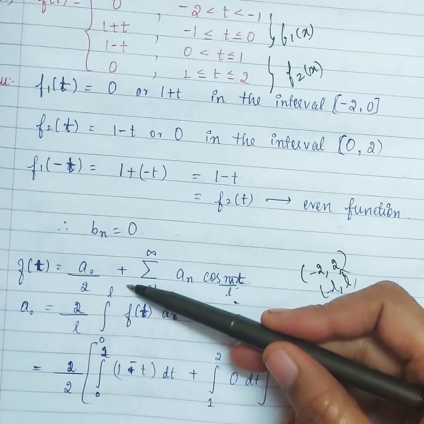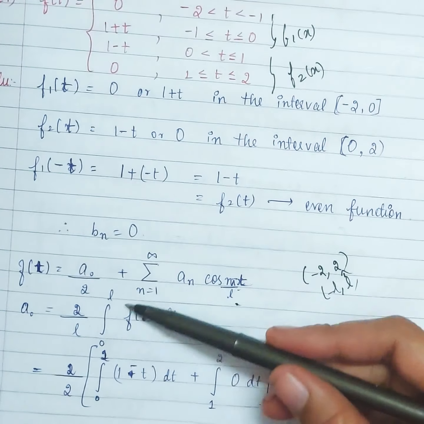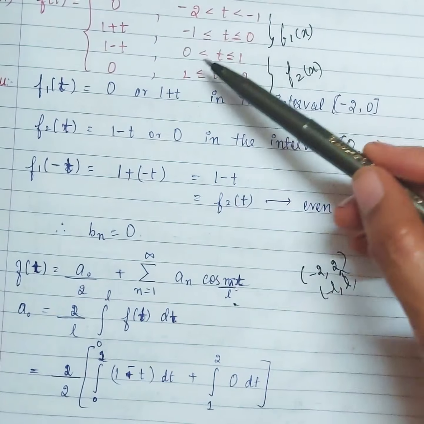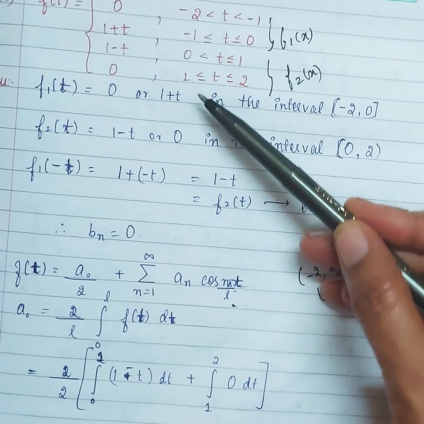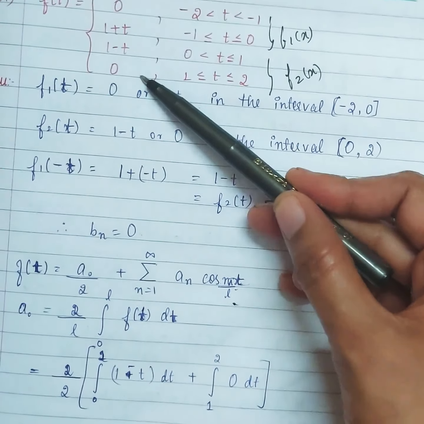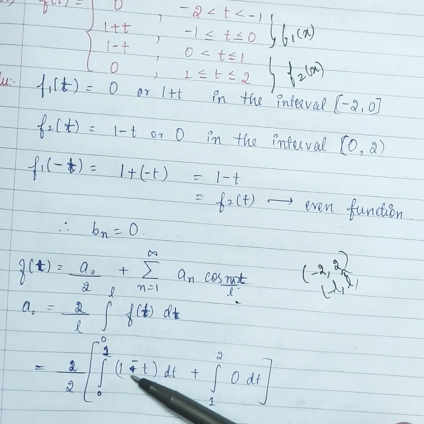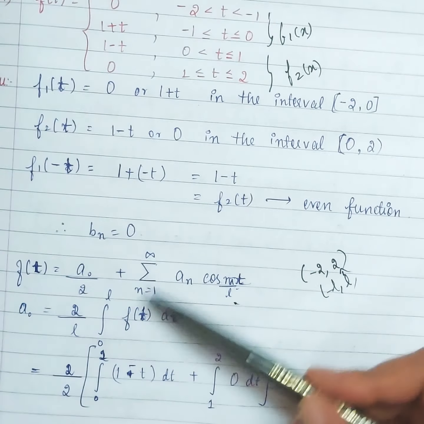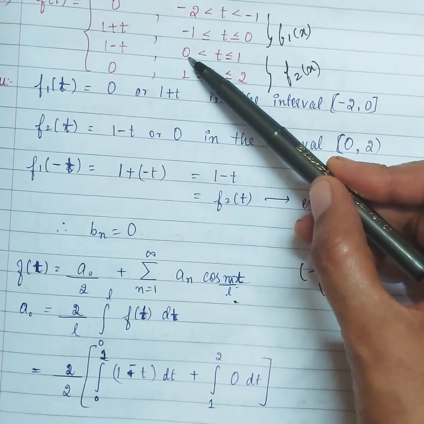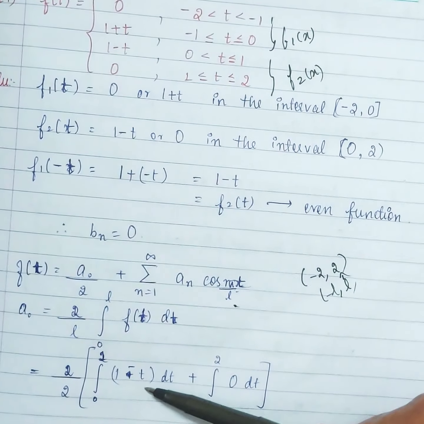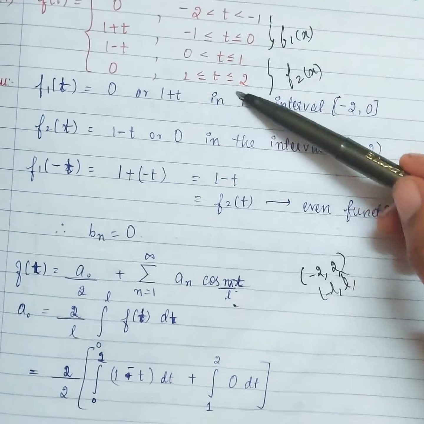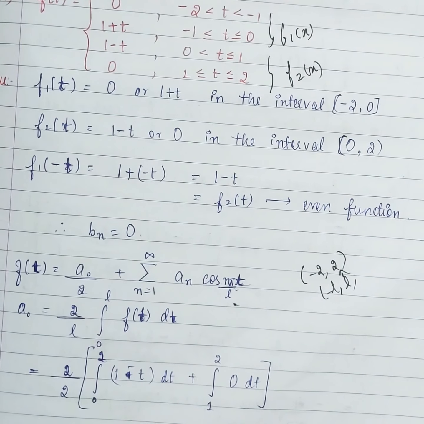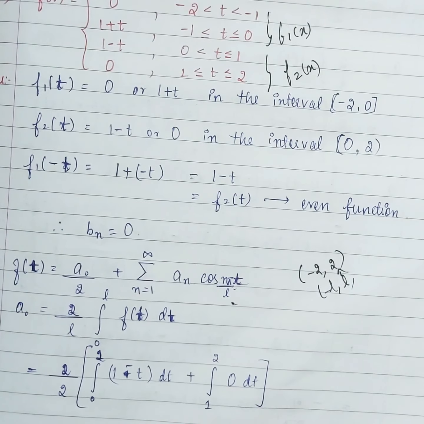So from 0 to 2 the function has a split, right? From 0 to 1 it is 1 minus t, and from 1 to 2 it is 0. So we have written 1 minus t here and 0 for the second one. Similarly, we have to find an also.